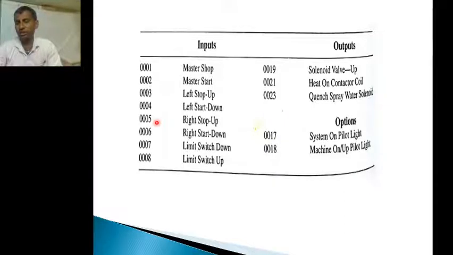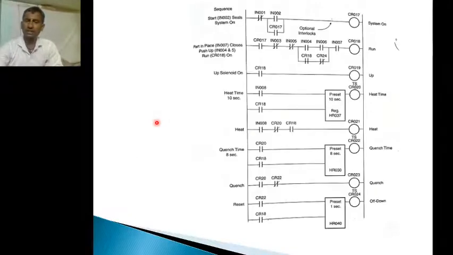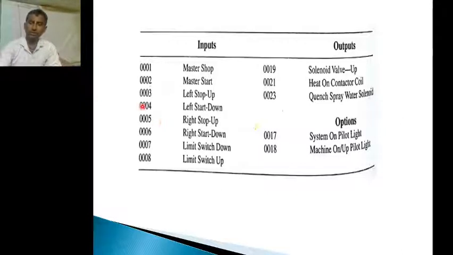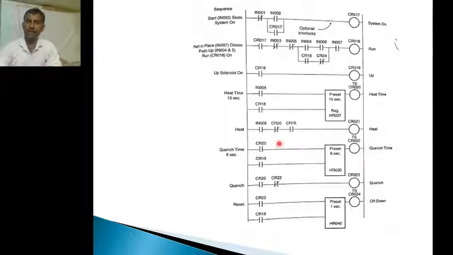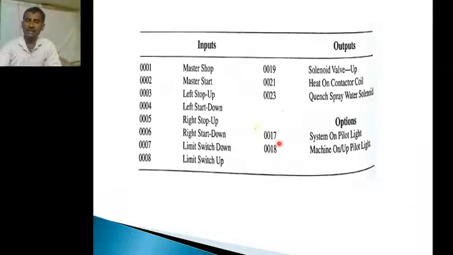We consider three outputs. What are the three outputs? Solenoid valve up, heat on contactor coil, and quench spray water solenoid. Another optional one is there, which we cannot consider. Those are the very important considerations. Coming to the ladder diagram, let us see. These two are for run and light purposes only, 0017 and 0018, so I am not telling that those are the exact outputs.